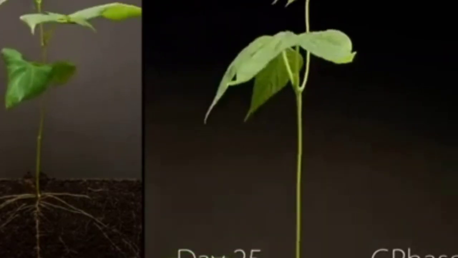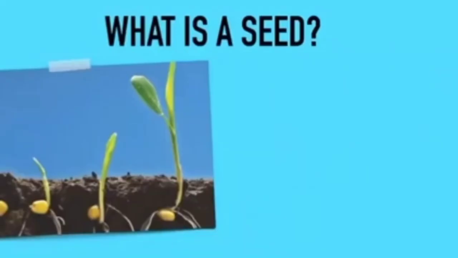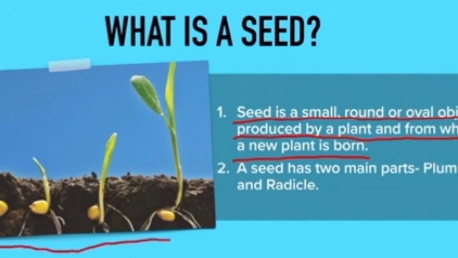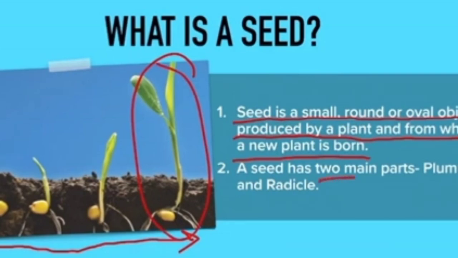Yes children, now you have seen. Now the question arises, what is the definition of a seed? Now a seed is nothing but a small round or oval object produced by a plant and from which a new plant is born. Yes, you can see here, children, in the diagram, a small seed is sown in the soil, and after getting the proper water, nutrients and the favorable condition, this small seed will grow into a new plant. And the different stages you can see in the video, as you have seen just now, how a plant is arising from the seed.